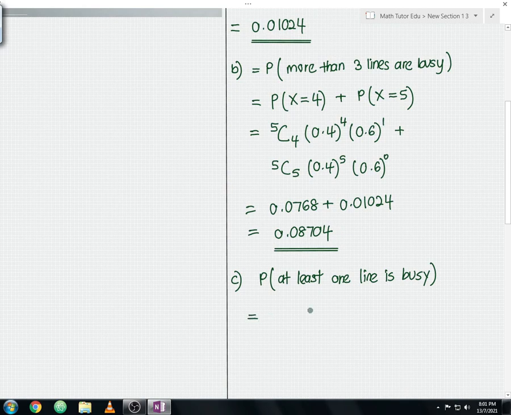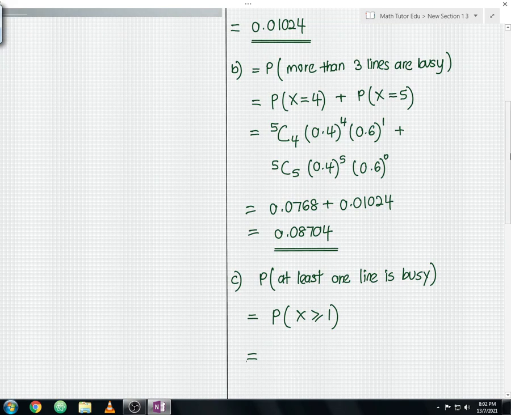So from here, at least one line is busy, that means they're including the one also in this case. So it means that you can have one line busy, 2 phone lines busy, 3 phone lines busy, 4 phone lines busy, and 5 phone lines busy. So in short, you can write it this way, where probability in the bracket X more than or equal to 1. Let us proceed to calculate.